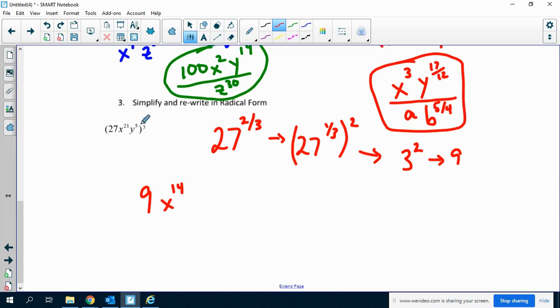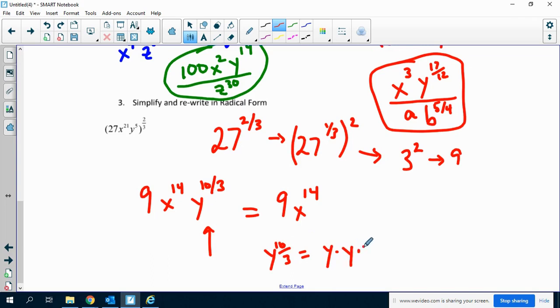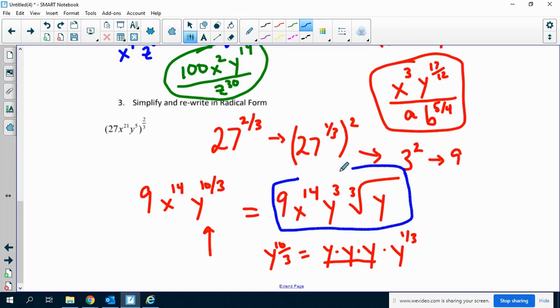Then y to the 5, and then to the 2/3 becomes y to the 10 thirds. So this is the only thing that actually can be moved into a radical. So the 9 stays on the outside, the x to the 14th stays on the outside, and then y to the 10 thirds, I have y times y times y times y to the 1/3, because all of these are y to the 3/3. That's basically what's happening. So I have y cubed on the outside, and then I have a cubed root of y. And then that is rewriting it in radical form. There's only one thing that can be on the inside of a radical there.